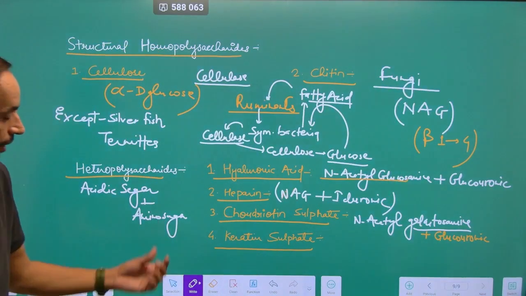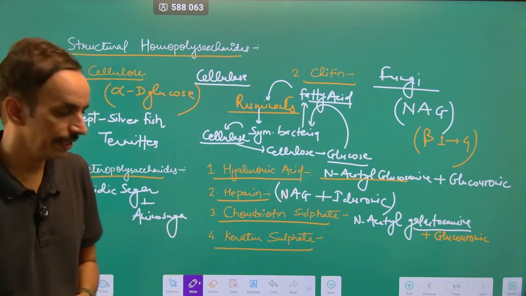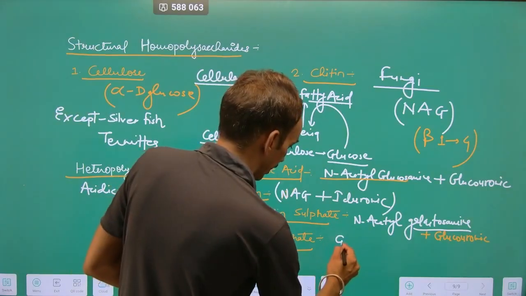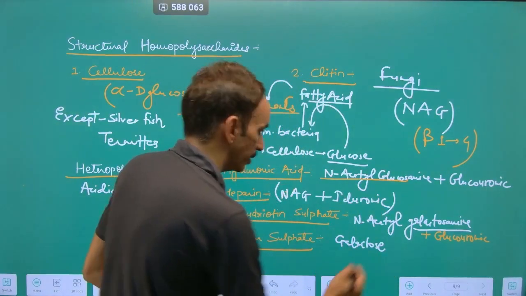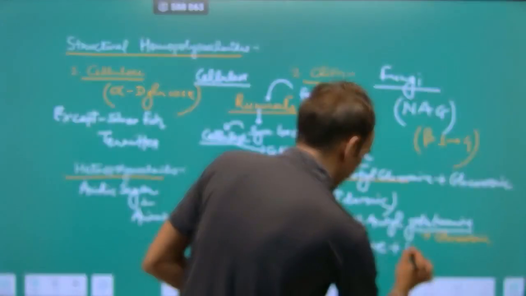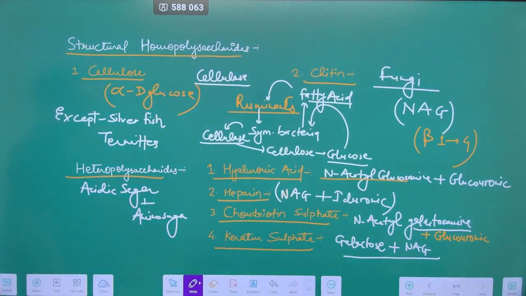Now, last, that is keratan sulfate, there is an absence of acidic sugar. Simply there is a galactose and there is a presence of N-acetyl glucosamine. So these are the heteropolysaccharides.